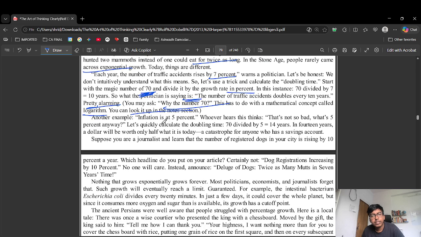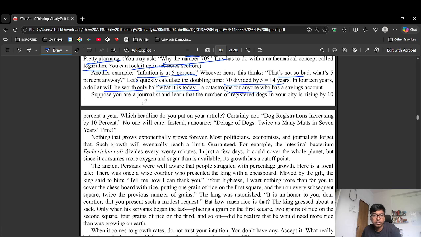Okay. Another example: inflation is at 5%. Whoever hears this thinks that's not so bad. What's 5% anyway? Let's quickly calculate the doubling time. 70 divided by 5 is equal to 14 years. In 14 years, what you are purchasing at 10 rupees will become 20 rupees. In 14 years, a dollar will be worth only half of what it is today. A catastrophe for anyone who has a savings account.